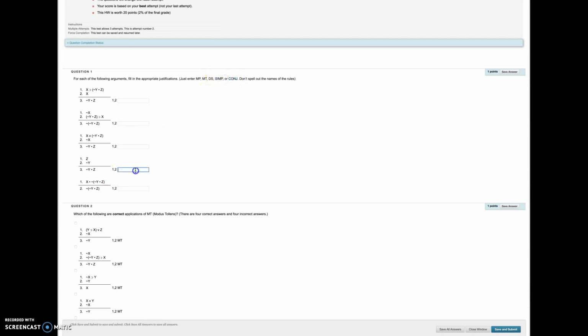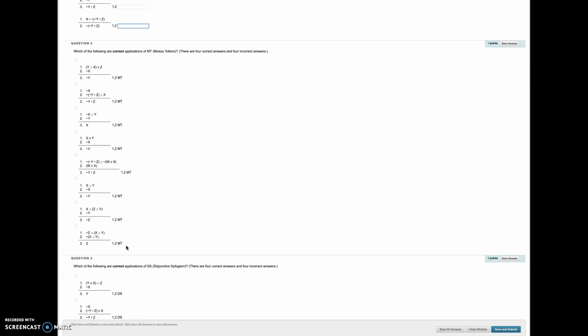So this one is going to be, we've made a conjunction. If this is true and this is true, then we know this conjunction is true. And here we have a conjunction, and we have derived just one of those conjuncts. We know that if this conjunction is true, then both conjuncts are true, which means this one in particular is. So this one will be conjunction, this one will be simp.